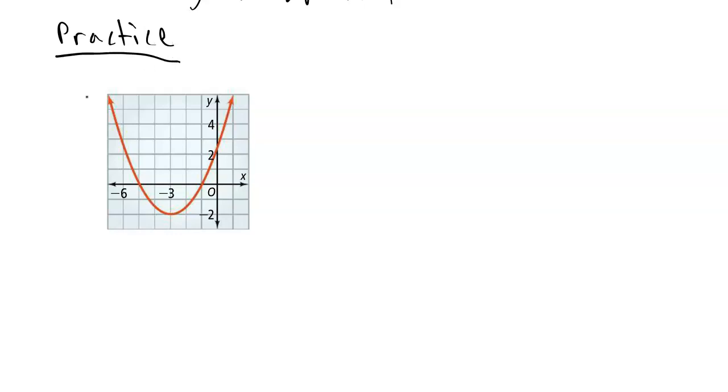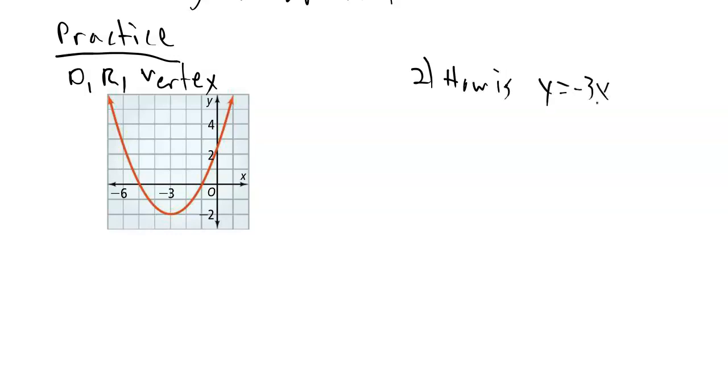First of all, we have this graph. I want you to tell me the domain, the range, and the vertex of this graph. Then I also want you to tell me how y is equal to negative 3x squared plus 2 is different than just our parent function, which is y is equal to x squared.